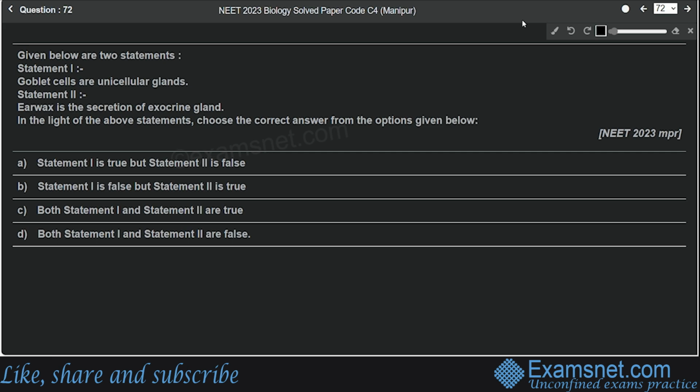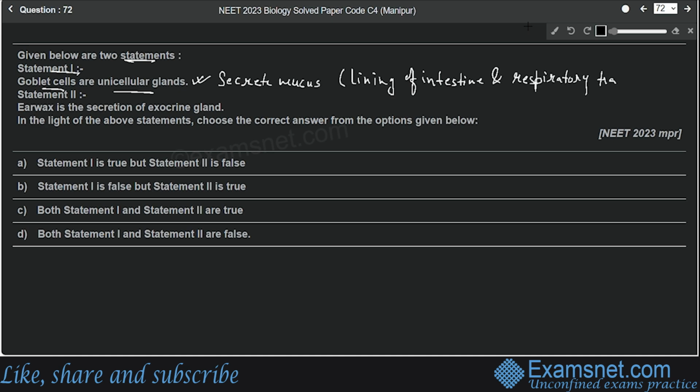Question number 72 is from the chapter Structural Organization in Animals, and the question is, given below are two statements. The first statement says goblet cells are unicellular cells. Yes, this is a correct statement. These goblet cells secrete mucus, and these are found in the lining of intestine and respiratory tracts. Because here the mucus acts as the protective layer.